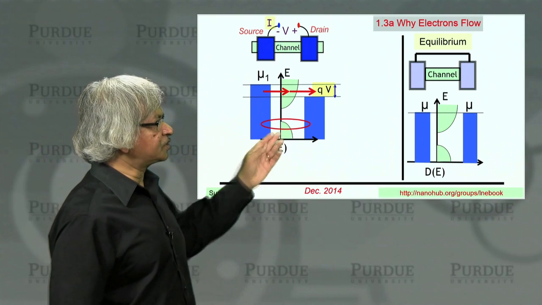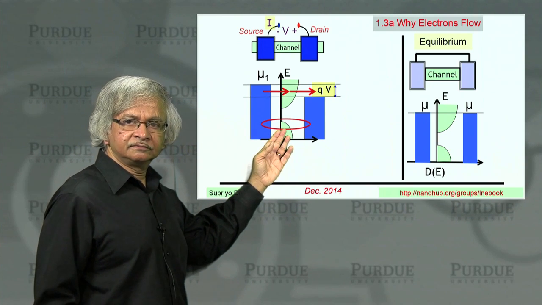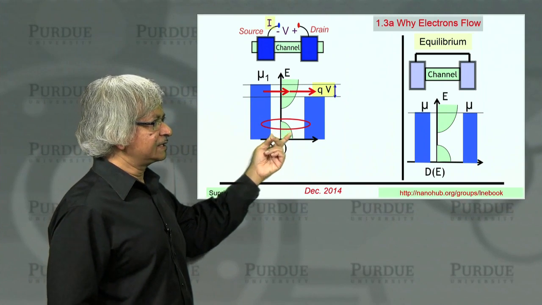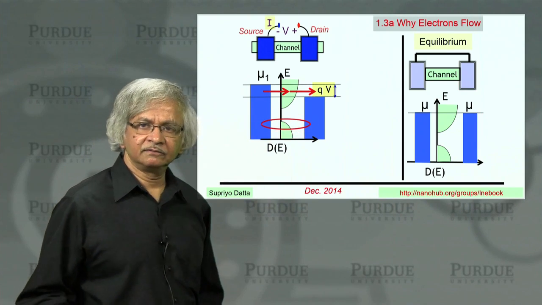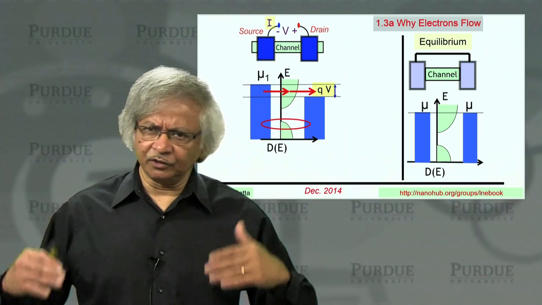Now, why don't states down here contribute to current flow? Well, because as far as these states are concerned, both contacts want to keep them filled. So it just stays filled. End of story, nothing else.